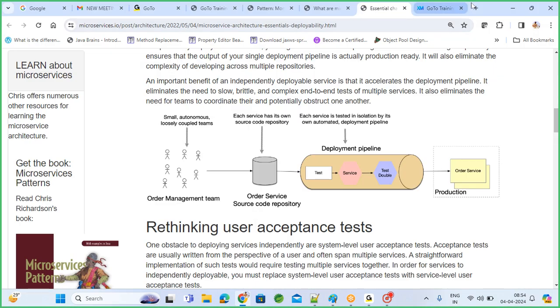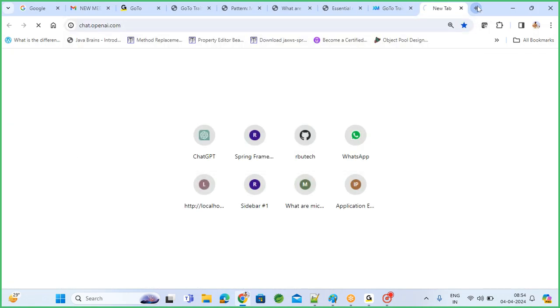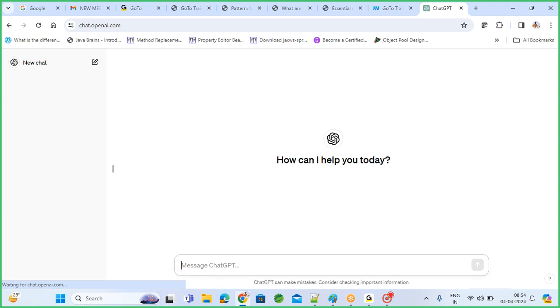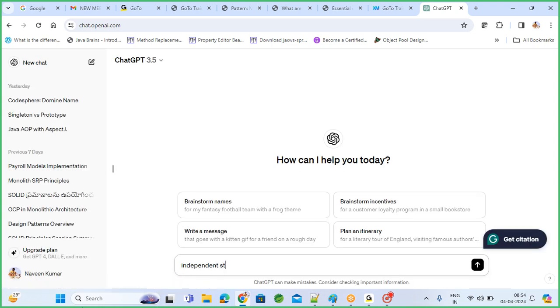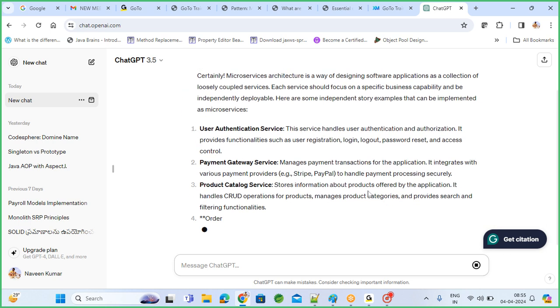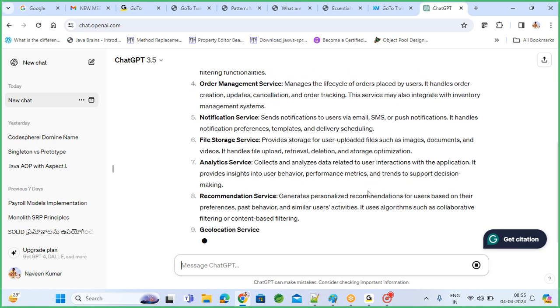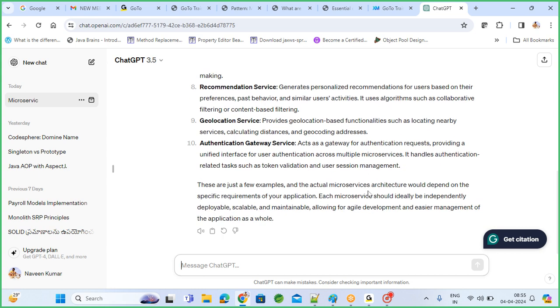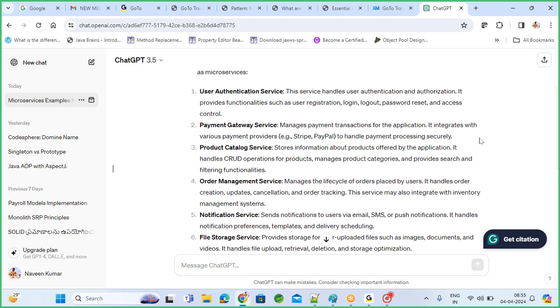Shall we Google it? Let me ask ChatGPT. Independent stories, examples which we can implement as microservices. See, it is giving some examples, I think, on file storage, notification for e-commerce.